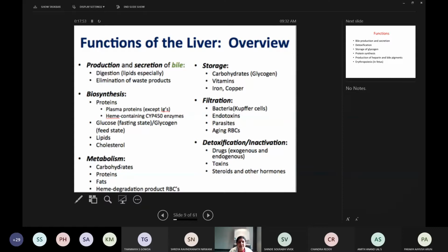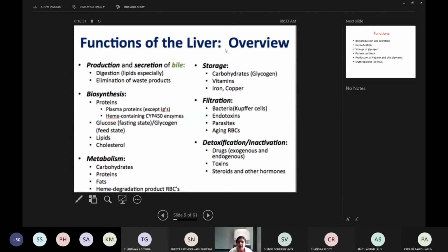Then in metabolism, the liver plays again a very important role in metabolism of all the carbohydrates, proteins, and fats. You know the Krebs cycle and the protein synthesis, how proteins are getting converted in gluconeogenesis and stored, and whenever severe starvation occurs in the body, at that time the stored proteins, fats, and carbohydrates are released. Heme degradation products also go through enterohepatic circulation.